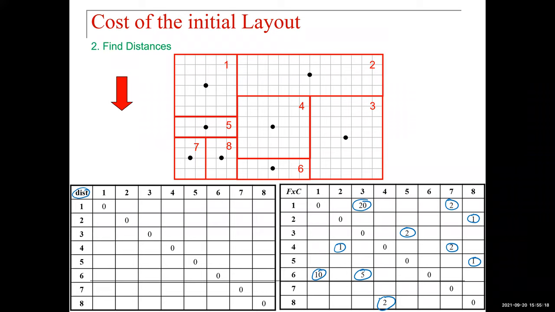If we look at this from cost, we have a cost associated with 1 and 3, 1 and 7, 1 and 8, 3 and 5, 4 and 2, 6 here for some reason, and then here. The rest of those costs are zeros. There's no cost associated with them.